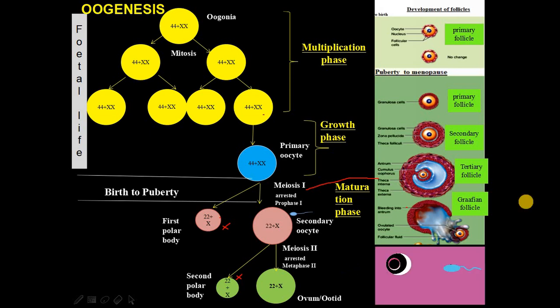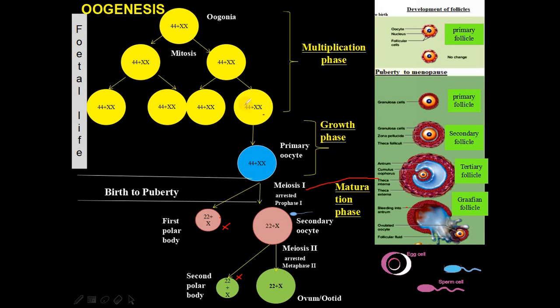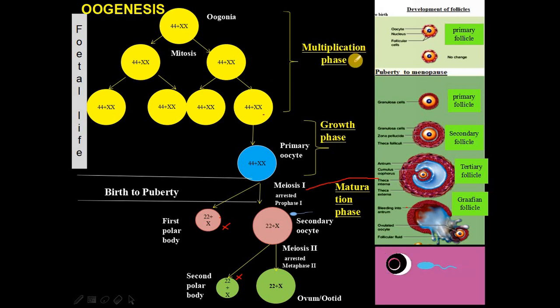I'll repeat this once again. The oogonia is the mother cell of the ovum. It undergoes mitosis to form more oogonia. It further undergoes mitosis to form more and more oogonia, and it increases in number. This is called the multiplication phase that takes place during the fetal life. Next is the growth phase, which also takes place in the fetal life.